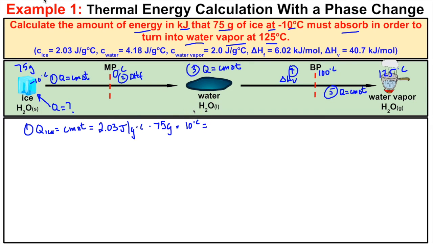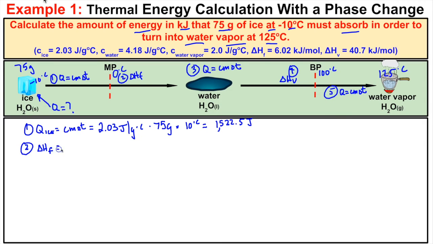We'll put this in our calculator. We'll take 2.03 times 75 times 10, and we will end up with 1,522.5 joules.